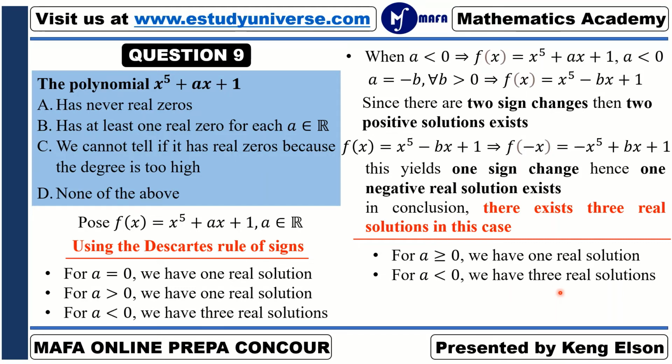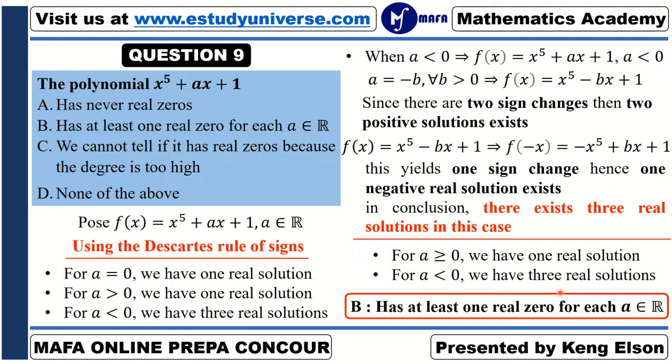So what's our conclusion? We are concluding now that it has at least one real solution for each value of a. You see that at least one means 1 and above. For it to be 1, your a must be either greater than 0 or equal to 0. Now for it to be greater than 1, your a has to be less than 0, since we have 3 in that case. So option B is correct.